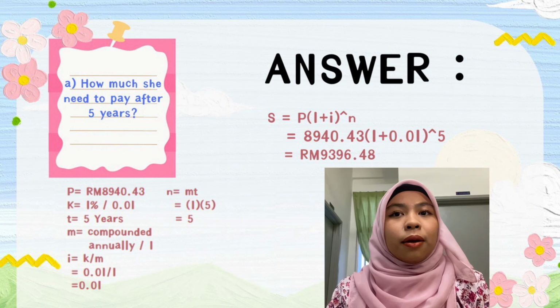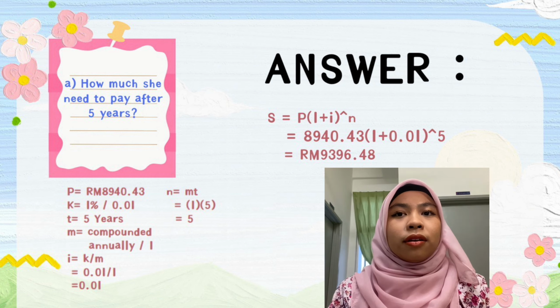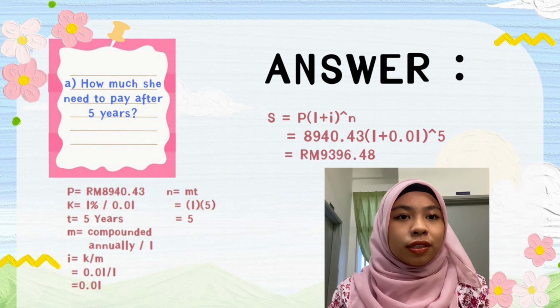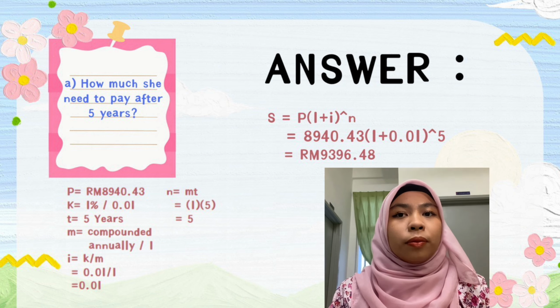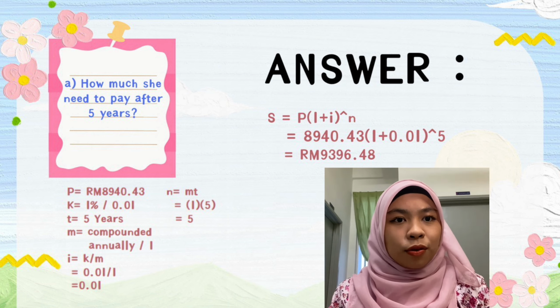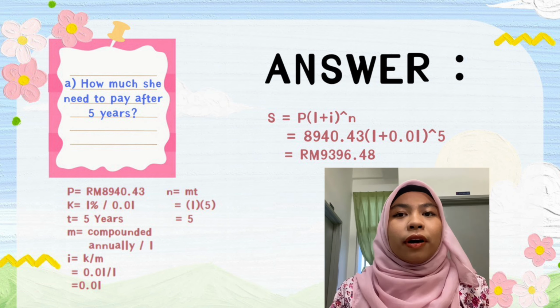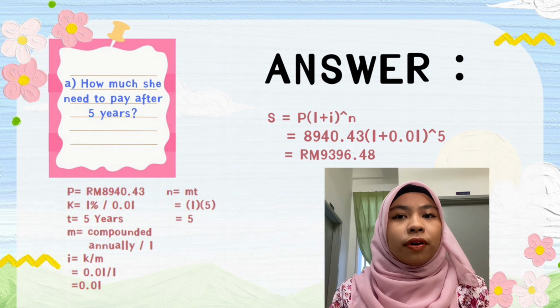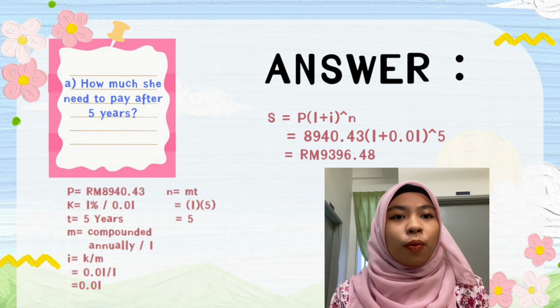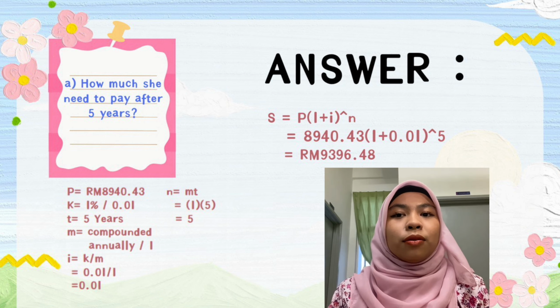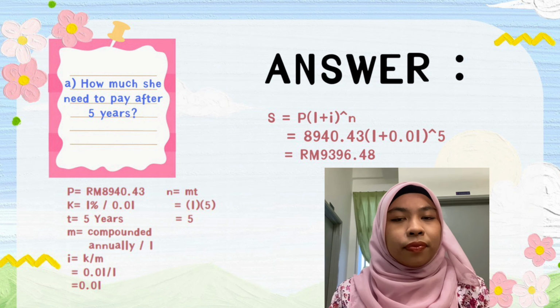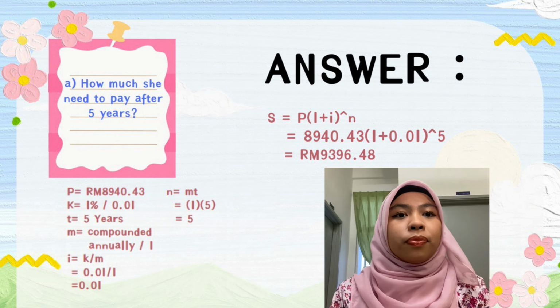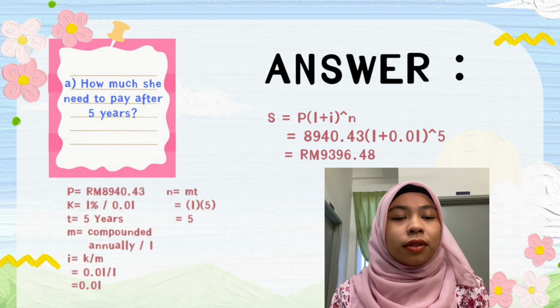To start, P equals 8,940 ringgit and 43 cents. K equals 1%, which is 0.01. T equals 5 years. M equals compounded annually, which is 1. I equals K over M, which is 0.01 over 1, equals 0.01. N equals MT, which is 1 multiplied by 5, equals 5.